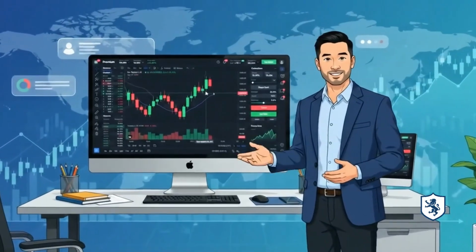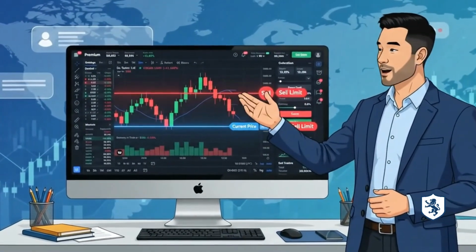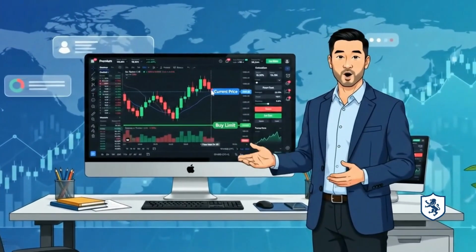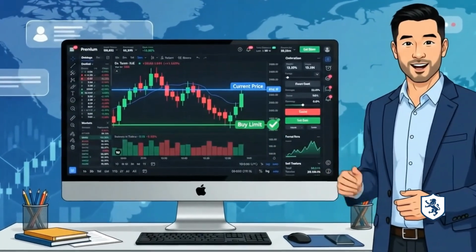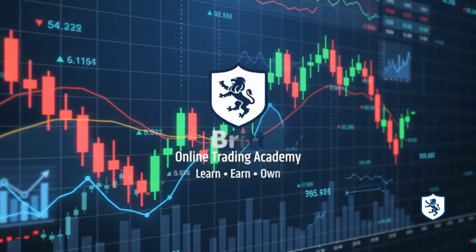The key difference is that a sell limit is always placed above the current market price. A buy limit is always placed below the current market price because the trader expects the price to fall first and then rise.